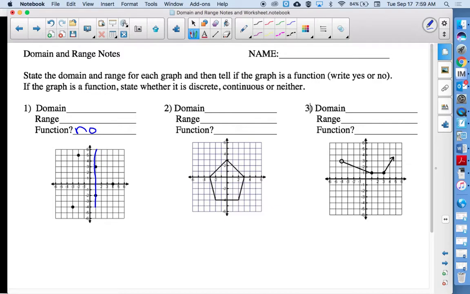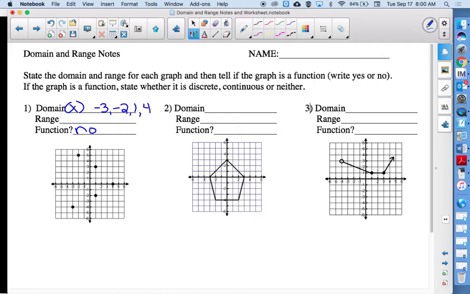So then we're going to try and list the domain. Now because this is just points, my domain is not connected from one point to the next. You're going to list the x values of the points. So what x values exist in this graph? Nick, what x values exist? -3, -2, 1, 1, 4. So he said 1, 1, which once I write it, I don't have to write it again. And then he said 4.